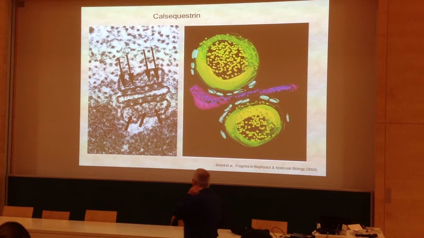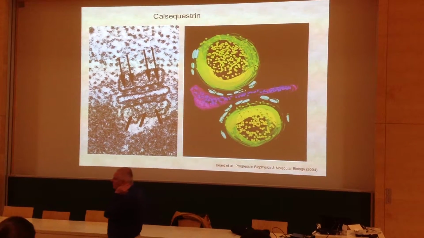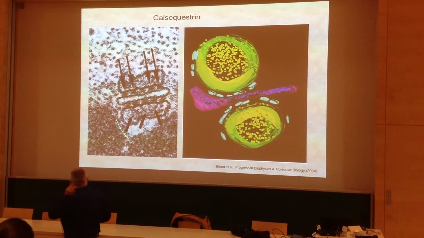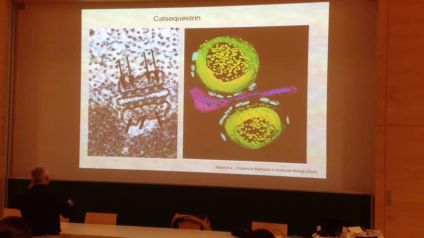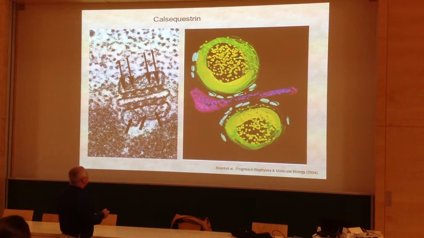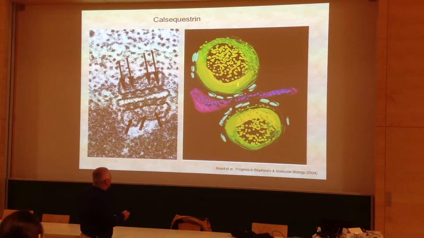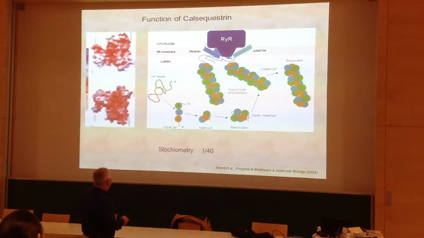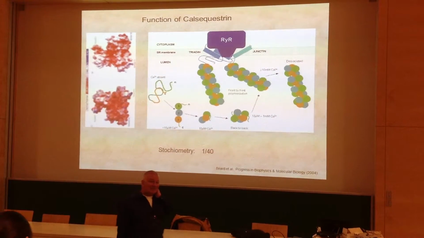One of the most important buffers is calsequestrin, the protein found in the sarcoplasmic reticulum. This is the photomicrograph. Here we see the sarcoplasmic reticulum and these dense bodies here are the calsequestrin, and this is the model representing the sarcoplasmic reticulum. Calsequestrin binds calcium with high specificity.